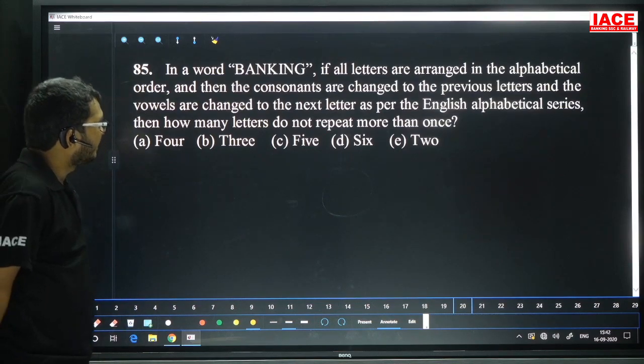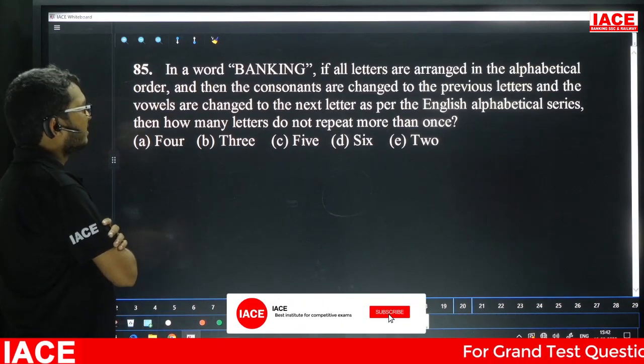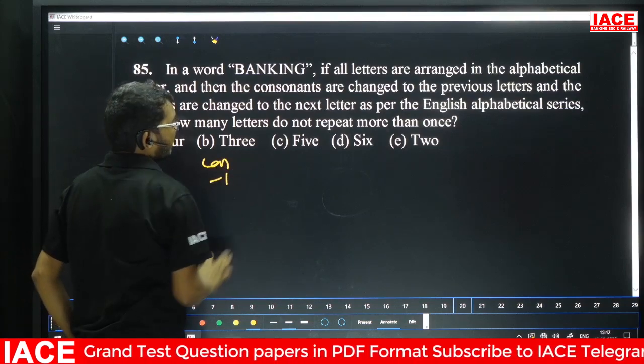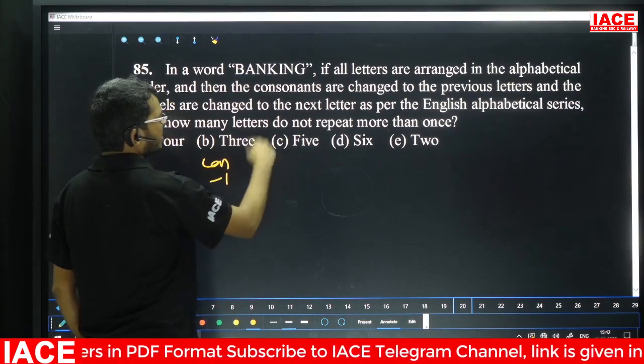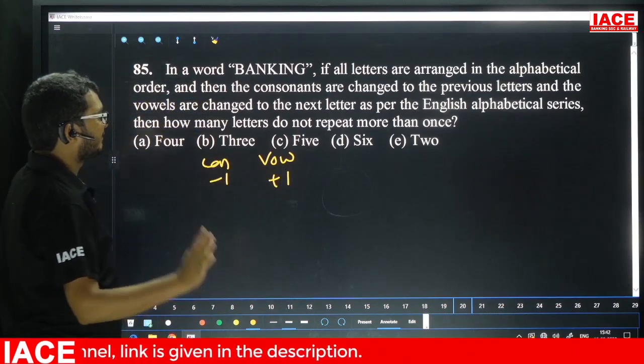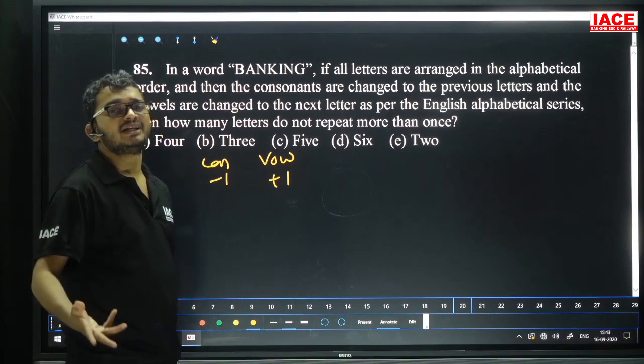Question number 85. In the word banking, if all the letters are arranged in alphabetical order and then consonants are changed to the previous letter, that is, a consonant means minus 1, and the vowels are changed to the next, vowel means plus 1, as per the English alphabetical series, then how many letters do not repeat more than once? Do not repeat more than once only.